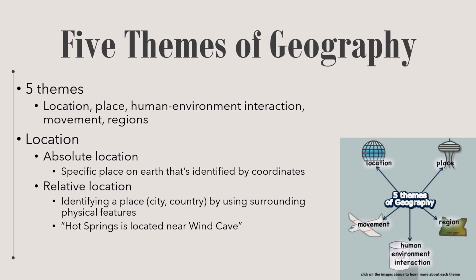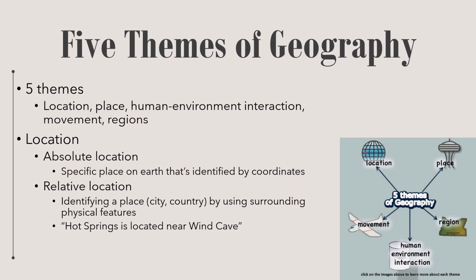All right, so then we have the 5 themes of geography, and they are location, place, human environment interaction, movement, and regions. So we've already talked about location. These are our absolute and relative location. So once again, absolute are your coordinates from latitude and longitude and where they intersect. You cannot debate absolute location. It is numbers that are attributed to your exact location or a specific location on Earth.